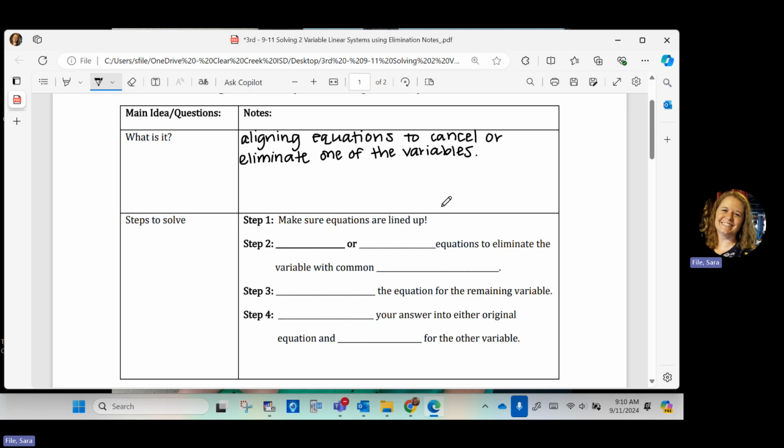Once we have them aligned, then to be able to cancel or eliminate one of the variables, we are going to add or subtract, depending what's needed. It'll vary depending on what the numbers are. But we're going to add or subtract the equations to eliminate one of the variables. It's going to be the variable with the common coefficients.